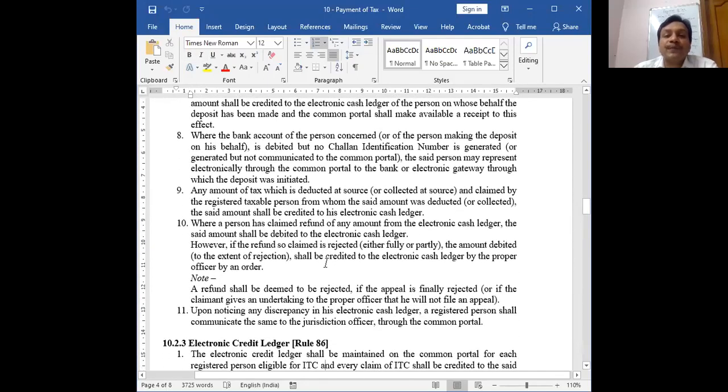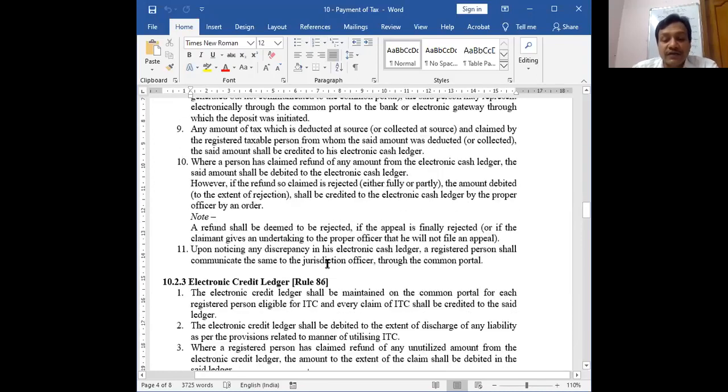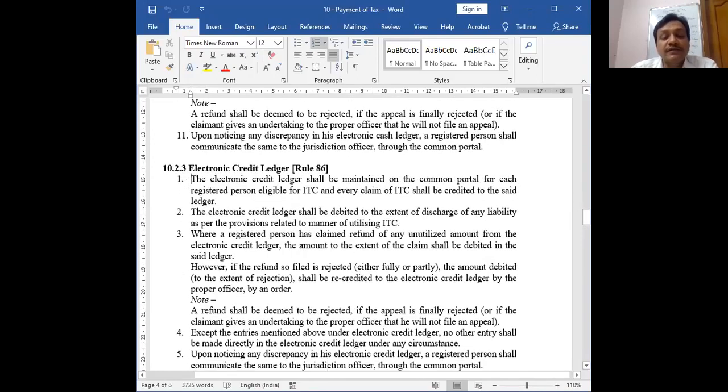And last, third, electronic credit ledger. Again, by default, the first point is the same for all three accounts. The electronic credit ledger will be maintained on the common portal for each person who is eligible to claim ITC. An entire claim of ITC will be credited to this ledger. That's it.